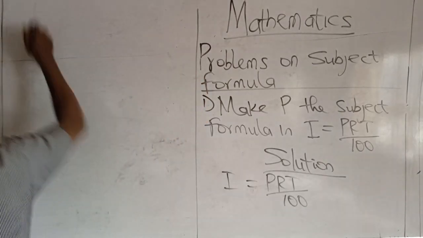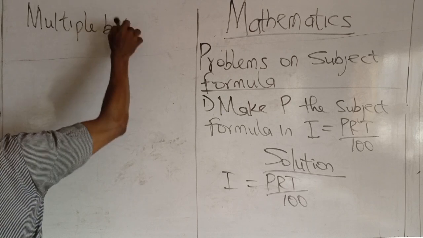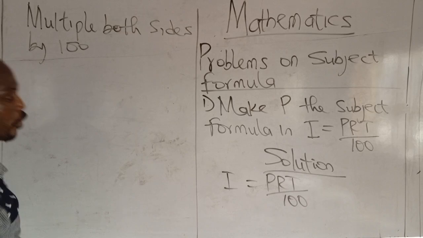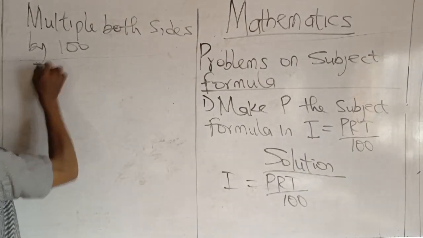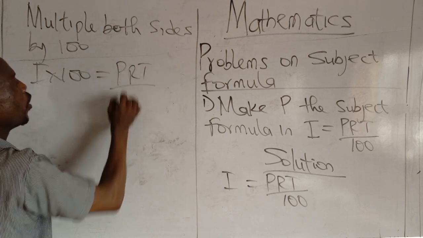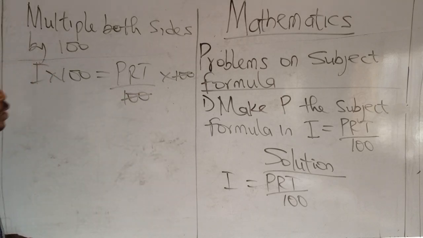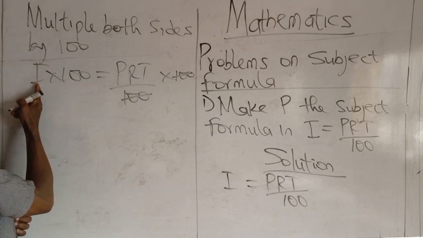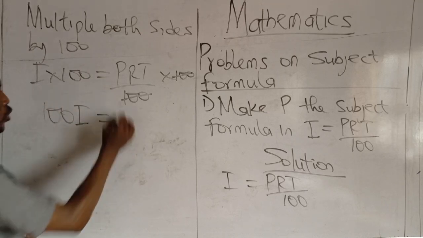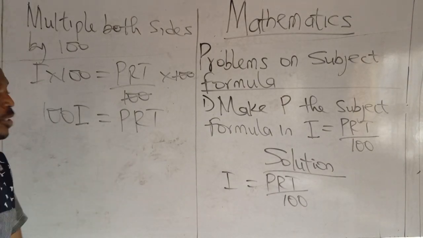So we can now simply say multiply both sides by 100. So this will give us I times 100 is equal to PRT over 100, then times 100. 100 cancel out. So what do we have? We now have I times 100 gives us 100I is equal to PRT. Is that taken? So this gives us the first step.